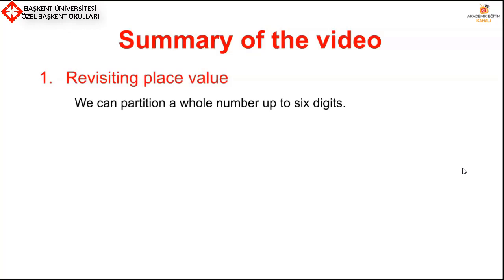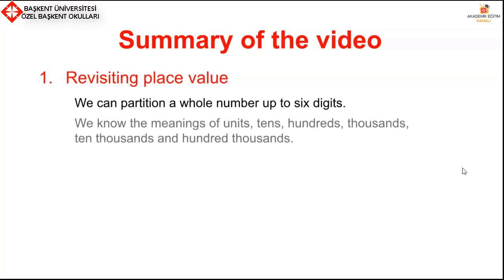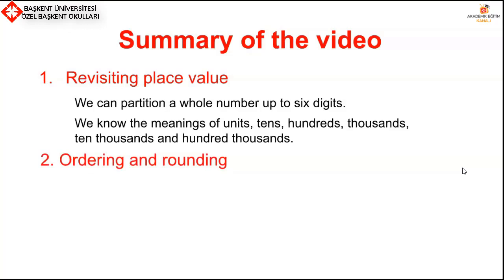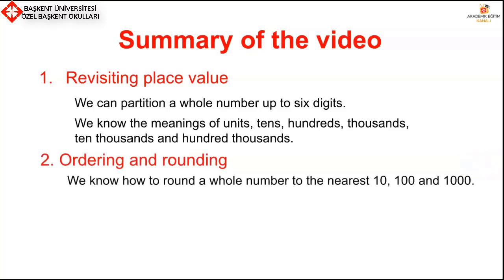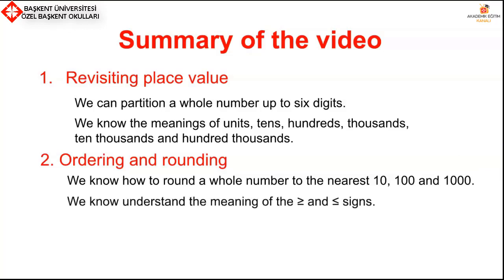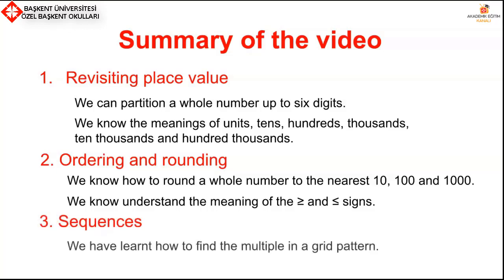So finally, let's have a look at this video. We revisited place value. We can partition a whole number up to 6 digits. We know the meanings of units, tens, hundreds, thousands, 10,000 and 100,000s. We ordered and rounded different numbers. We know how to round a whole number to the nearest 10, 100 and 1,000. We now understand the meaning of these two symbols, greater than and less than. And sequences. We have learned how to find the multiple in a grid pattern.